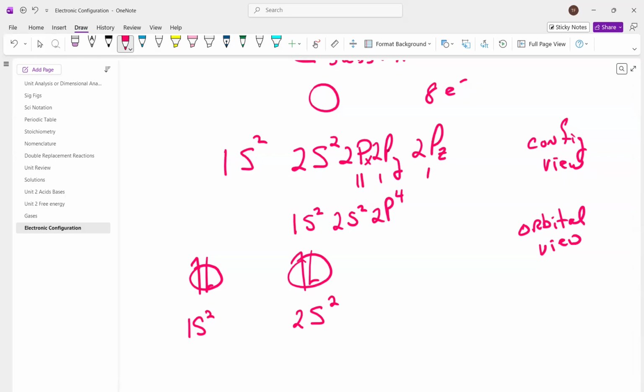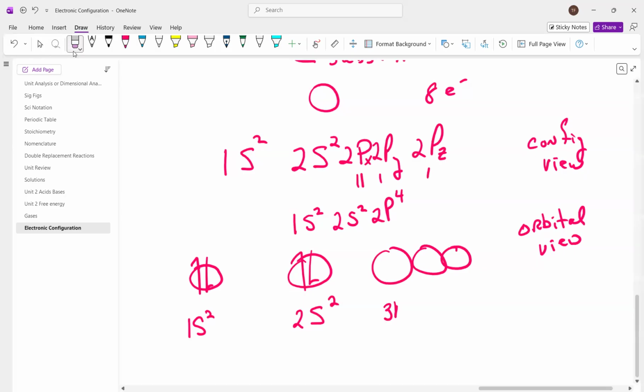And then we have the p part. Now, how many orbitals are in p? 3. And we have 4 electrons to share. One, 2, 3, 4. So that's the orbital view for oxygen. Now, the orbital view gives you more information yet. It's the most detailed of them all.